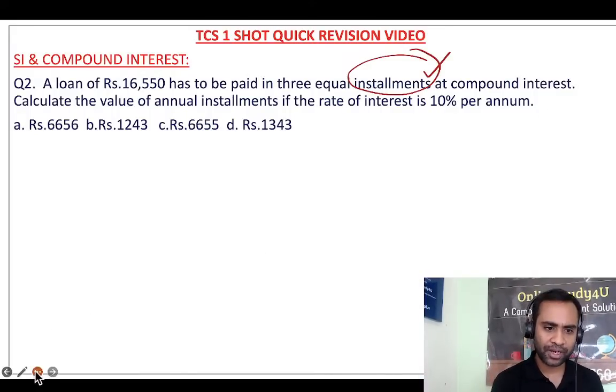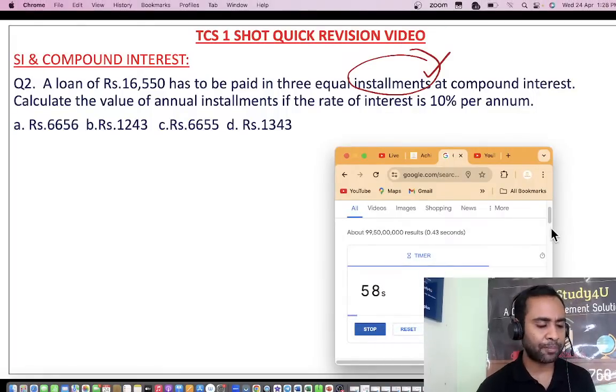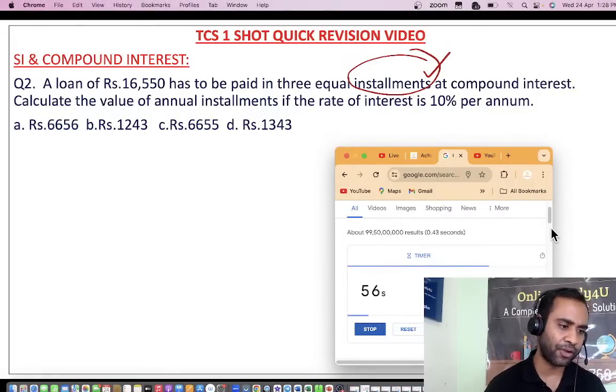Okay. Now question number two. So question number two, let us start with the timer. It's an installment problem. We will see how we can do it.